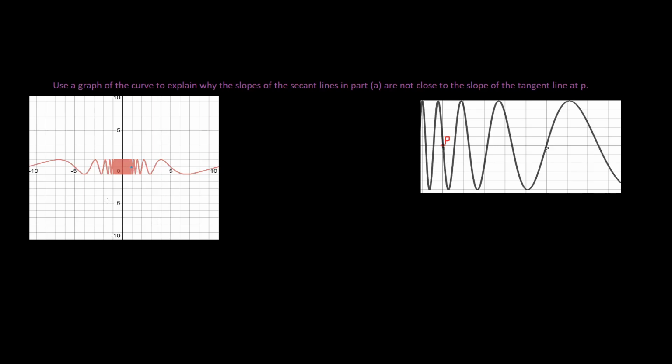And so if you were to try to find the slopes of the secant line, which is what the question is asking, it's saying use a graph of the curve to explain why the slopes of the secant line in part A are not close to the slope of the tangent line at P. And the question is asking like why.